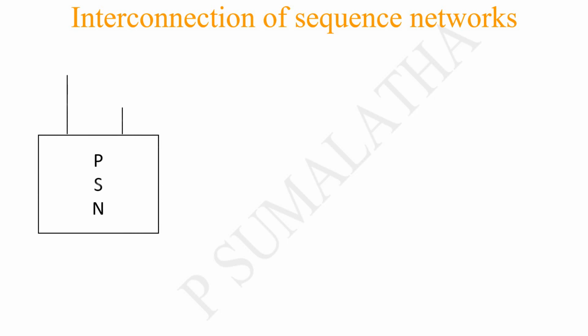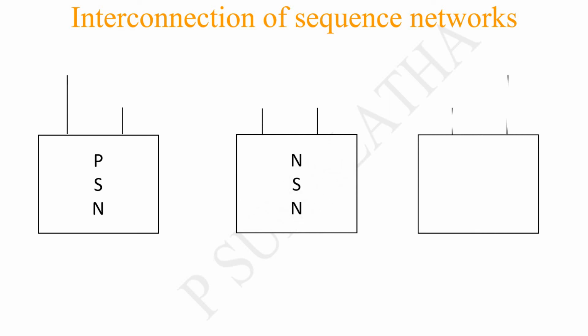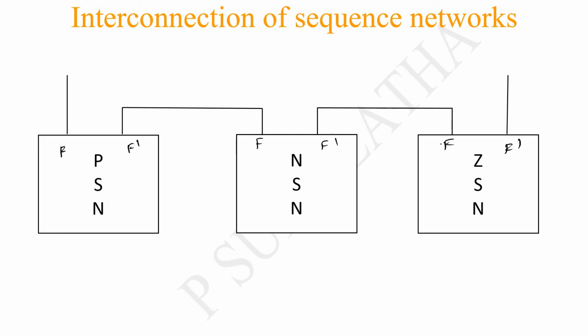Now let us see the interconnection of the sequence networks: positive sequence network, negative sequence network and the zero sequence network. Now let us consider with respect to the fault terminals F dash. In the series connection, the finishing end of one network will be connected to the starting end of the other network. So let us do that. The finishing end of positive sequence network is connected to the starting end of negative sequence, and finishing end of negative sequence is connected to the starting end of zero sequence. Similarly, F dash is connected back to the F.